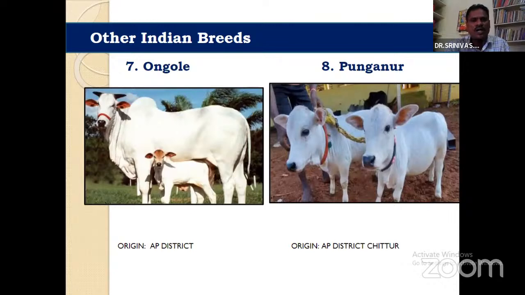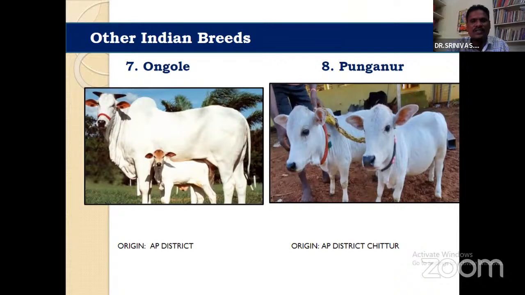One more is Ongole. It's a very heavy breed. You should see the animal, and you will be happy to see it. I am seeing all these Ongole breeds in our areas, even in our working areas. It's a heavy built Ongole. Its origin is from Andhra Pradesh.